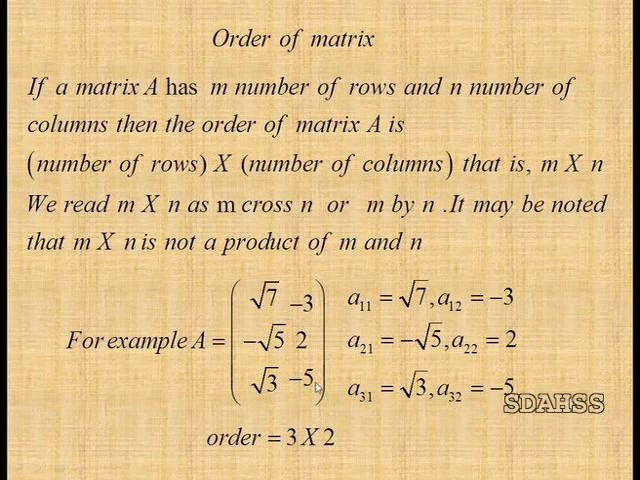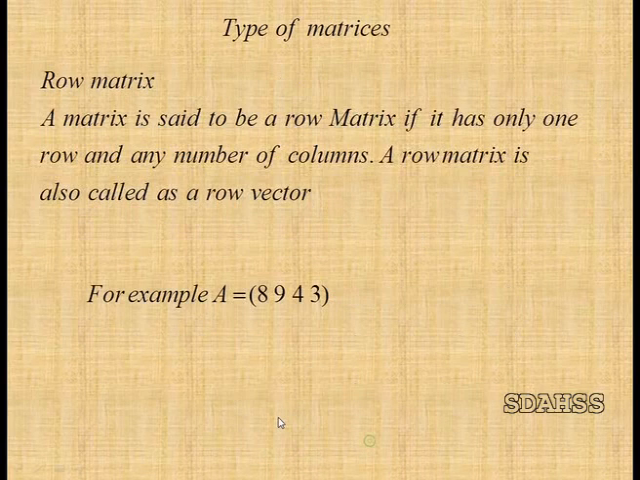A32 means the element present in the third row and second column, equal to minus 5. So its order is 3 cross 2. Here 3 rows and 2 columns are there. So we can represent it as 3 cross 2.